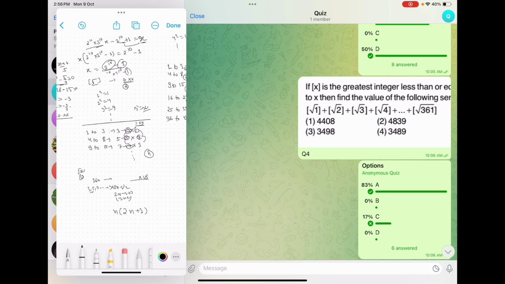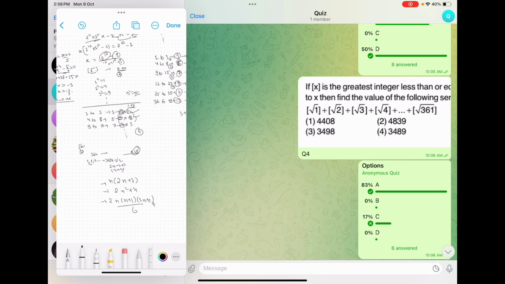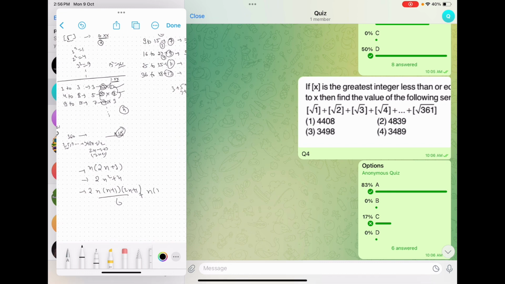And the total number of terms we have? 1, 2, 3 goes on till 18. So first we have to multiply, apply summation, and then we can put the value. So this is 2n square plus n. Now we apply summation, so this will be 2 times the summation of n square, which is n into n plus 1 into 2n plus 1 by 6, plus the summation of n, which is n into n plus 1 by 2. Now we have 18, so just put n equal to 18, and we'll get 4389.